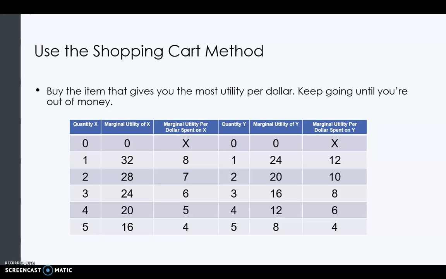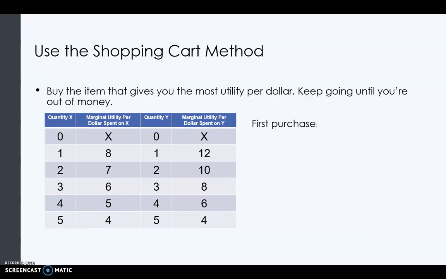So let's take a look at our first purchase, and I'm just going to shrink the marginal utility columns out of here so that we can pay close attention to only what we're focused on. So for our first purchase, take a look. Which item has the highest marginal utility per dollar spent? Let's see. Everything with X starts off at 8, and we have diminishing marginal utility, so all those numbers go down. And then the first unit of Y is worth 12.